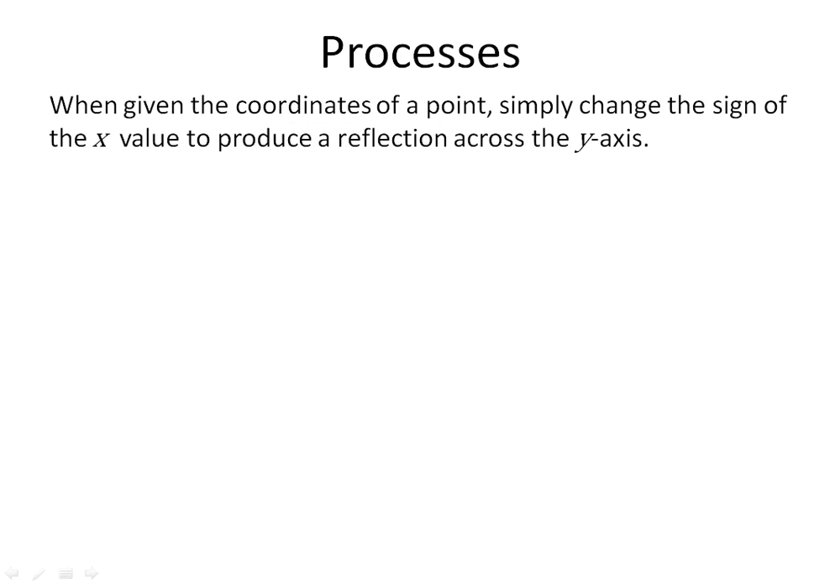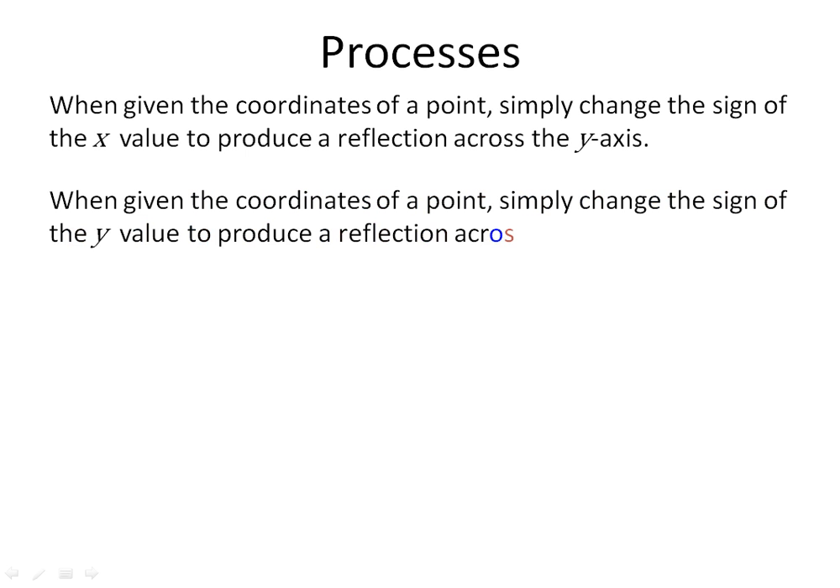Okay, the process is, when given the coordinates of a point, simply change the sign of the x value to produce a reflection across the y-axis. When given the coordinates of a point, simply change the sign of the y value to produce a reflection across the x-axis.